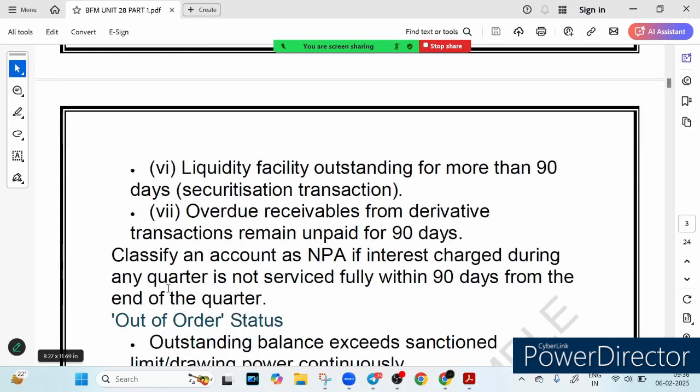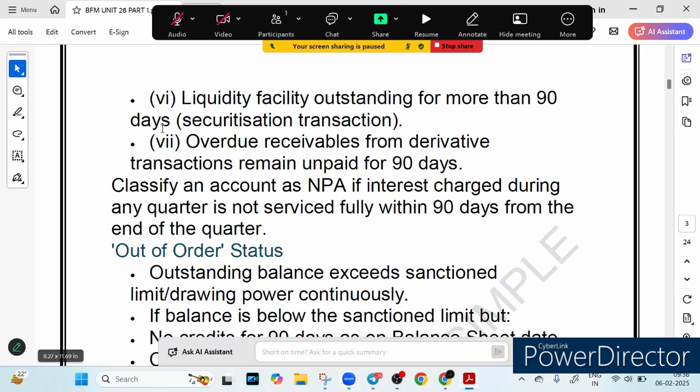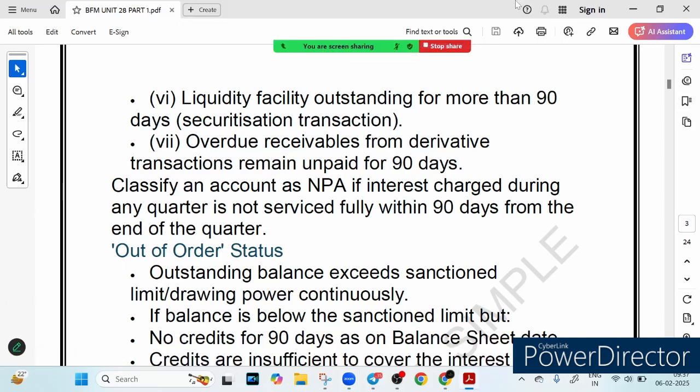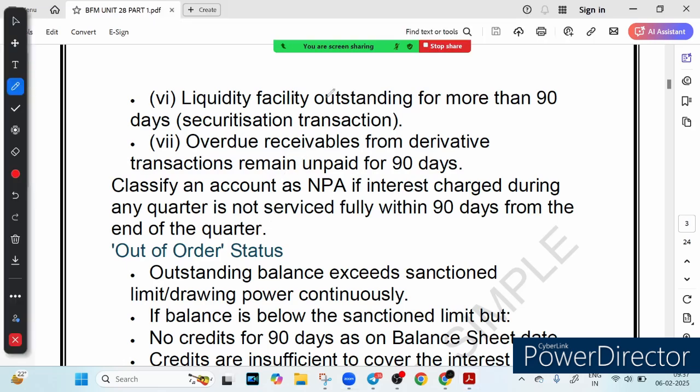Now let's talk about something else, that is securitization transaction. In the case of a securitization transaction, let's discuss when a loan turns into NPA. Even in a securitization transaction, if the liquidity facility remains outstanding for more than 90 days, it will become NPA. And suppose it is a derivative transaction. In a derivative transaction, an overdue amount that remains unpaid for 90 days can turn into NPA.